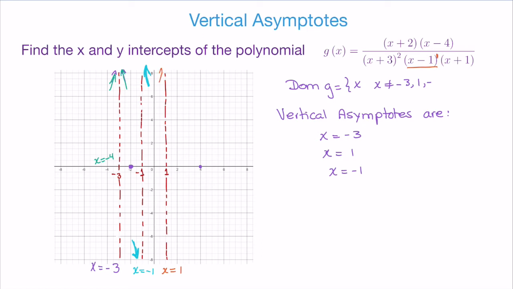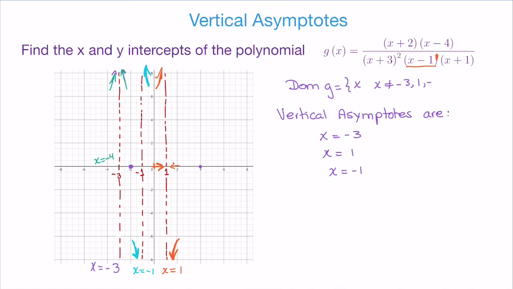So it approaches like this, or it approaches like this. Which one is it? The same 1 tells us that it is positive. So this is the behavior when we approach 1 from the left. Since that is so, and because the power is odd, then from the right, it has to approach negative infinity, the opposite sign. So that's the behavior.